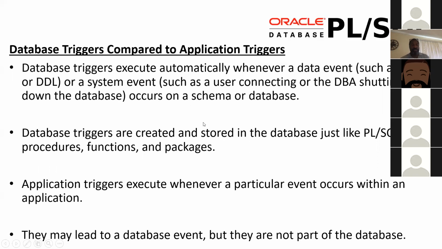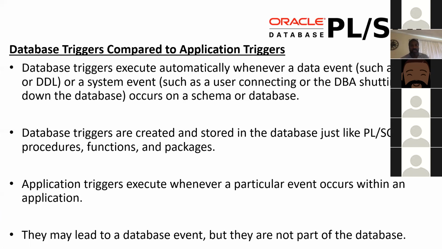So database triggers, once again, execute automatically. They can fire on DML or DDL statements. And essentially, you don't have to write any extra code for the trigger to fire. Basically, when it's allocated as a trigger, the trigger is listening for that event to occur. Database triggers are created and stored in the database as objects, stored in the same way as procedures, functions, and packages.